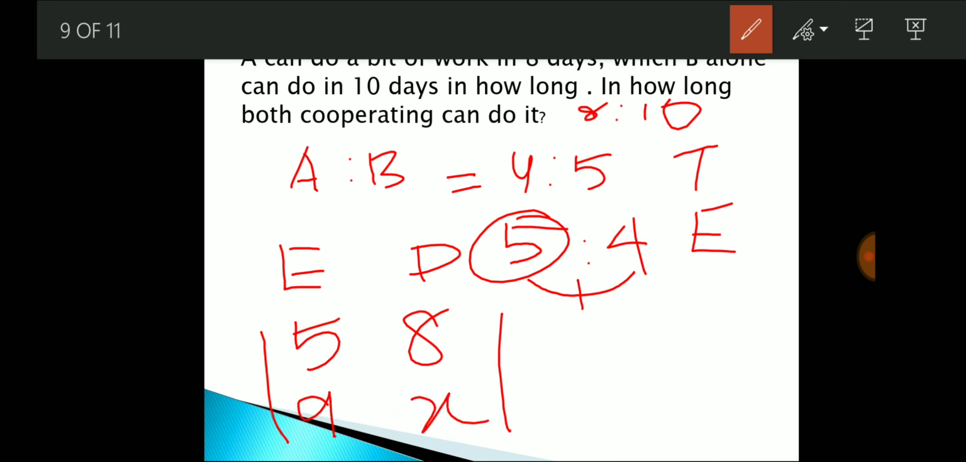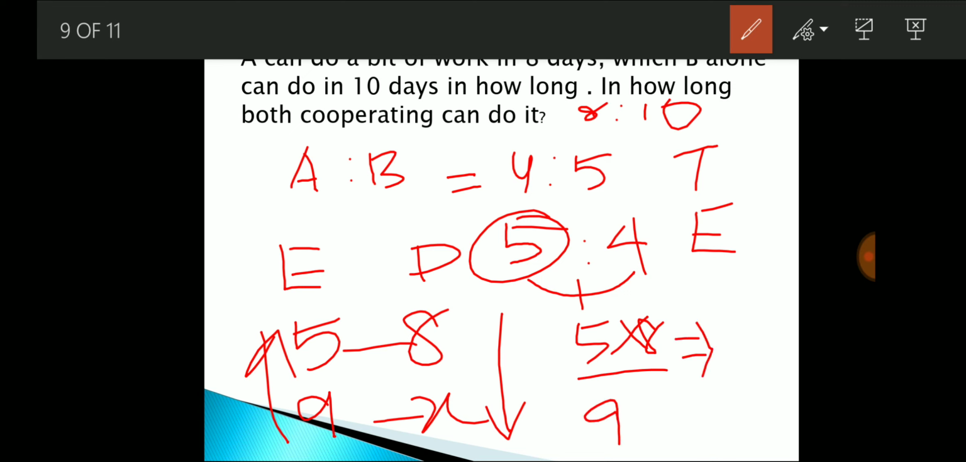So this is increased, so this will reduce. Directly multiply. Answer is 5 into 8 by 9, which is nothing but 40 by 9. 40 by 9 is 4 and 4 by 9 days.